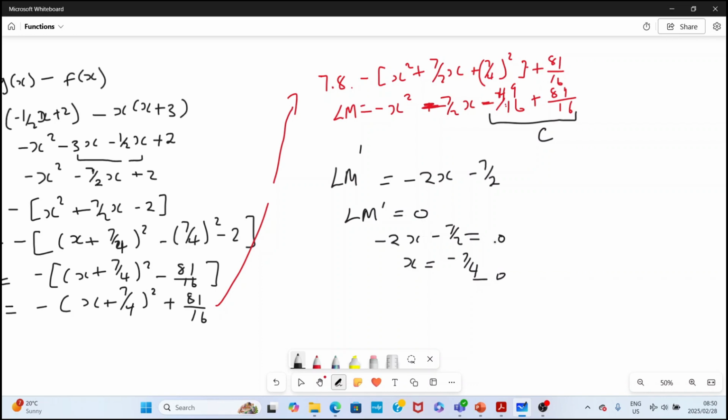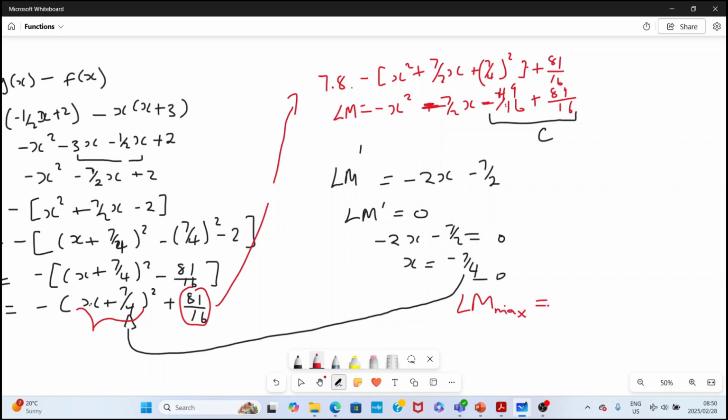So that maximum will be when x is equal to minus 7 over 4. And we can already see there, if you substitute the value of x here, this whole thing in the bracket will be 0, and then you'll be remaining with this. So the maximum value of LM, therefore, LM max is equal to 81 over 16.